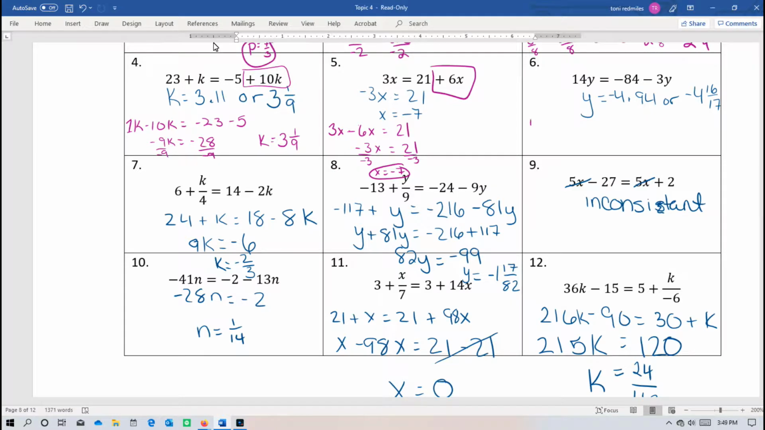All right, let me bring that 3y to the other side, making it a positive. And that's going to give me 17y equals negative 84. Divide both sides by 17.